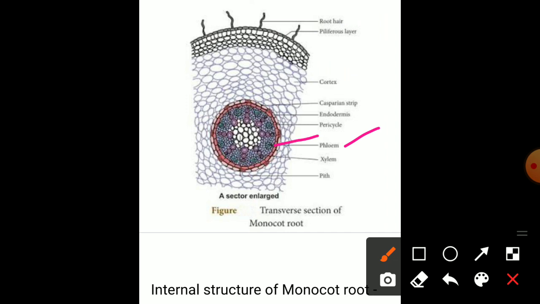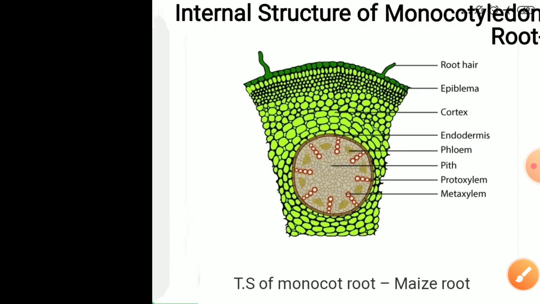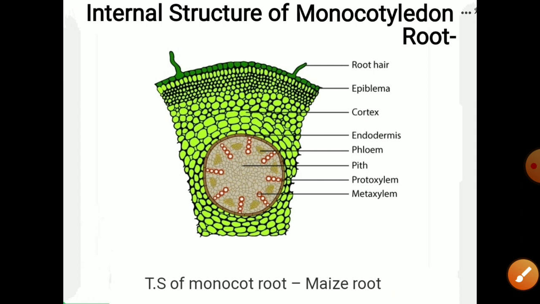This is phloem over here, and here, and here. So this is a polyarch condition, and the core part is the pith. This is the same figure, just as we observed in the earlier figure. This is the transverse section of the monocot root.